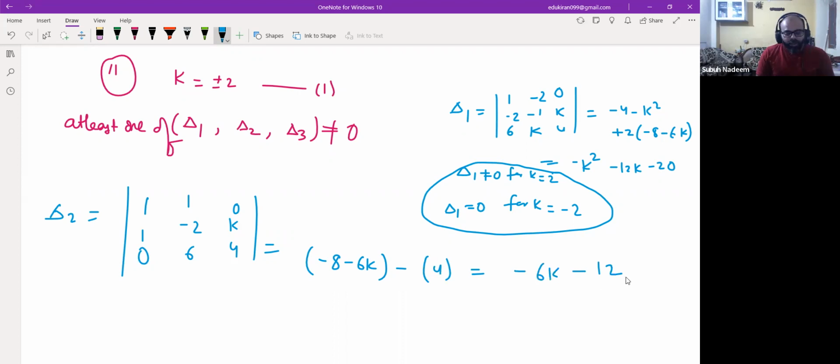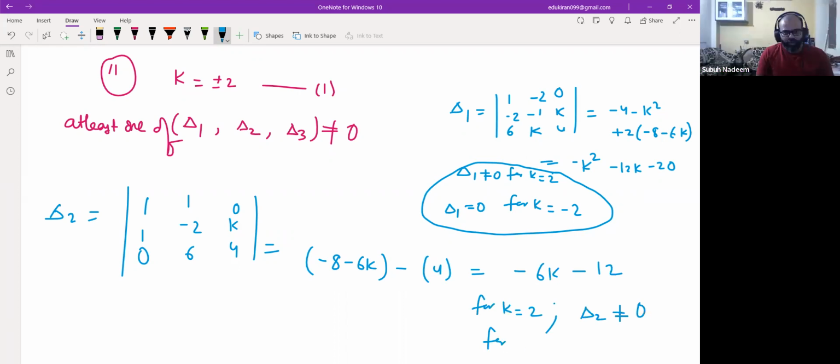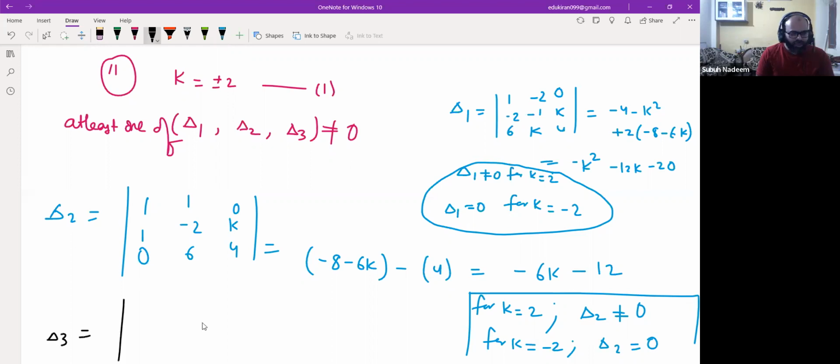And this will become, for k equal to 2, minus 24. So delta 2 will not be equal to 0. And for k equal to minus 2, if you take delta 2, it will be 0. So this we see for delta 2. We'll come to a conclusion, but we have to find all three. Delta 3 will be, last column will be 1, minus 2, 6. First is 1, 1, 0. And second is minus 2, minus 1, k.